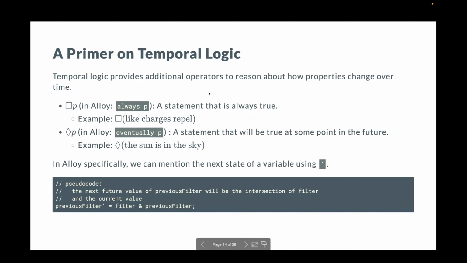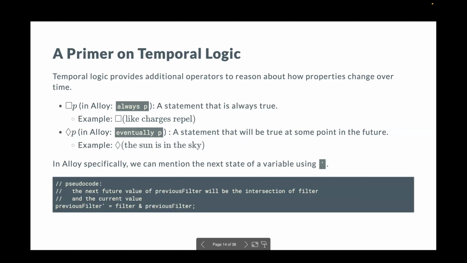So you can say, for instance, that a statement always holds true. One example of this is physics doesn't change, so like charges will always repel, and they have always repelled. And another statement is that something will eventually become true, even though it might not be true right now. For instance, even if it's nighttime, the sun eventually will rise again. And finally, Alloy lets you relate previous and current variables by saying that in the next temporal state, the previous filter might look like the and of the current filter and the previous filter.